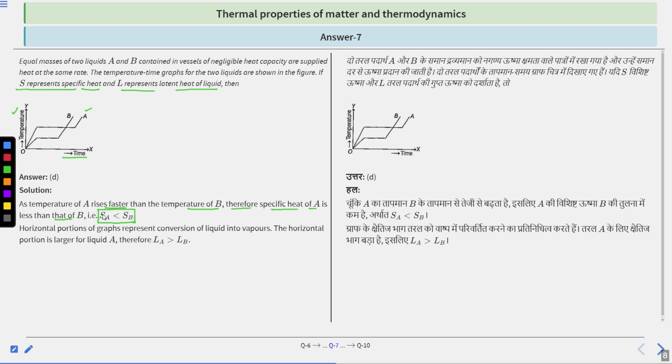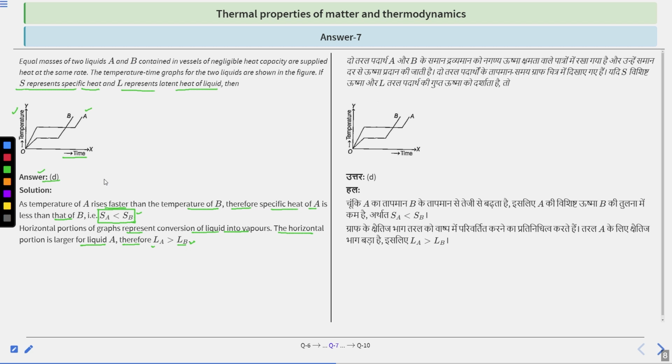Means the specific heat of liquid A is less than the specific heat of liquid B. And the horizontal portions of the graphs represent conversion of liquid into vapors. The horizontal portion is larger for liquid A, therefore LA is greater than LB. Means the latent heat of liquid A is greater than the latent heat of liquid B. Clear? So the correct option is D.